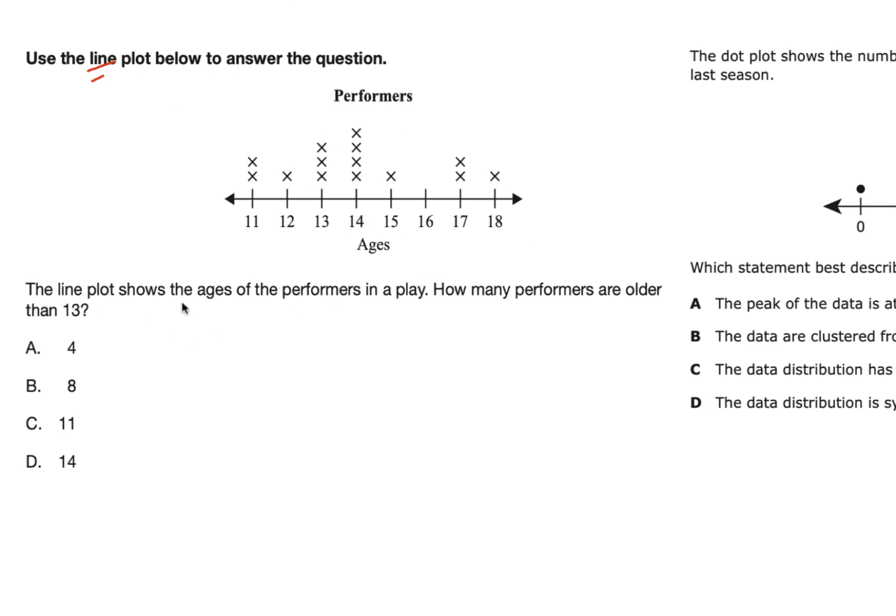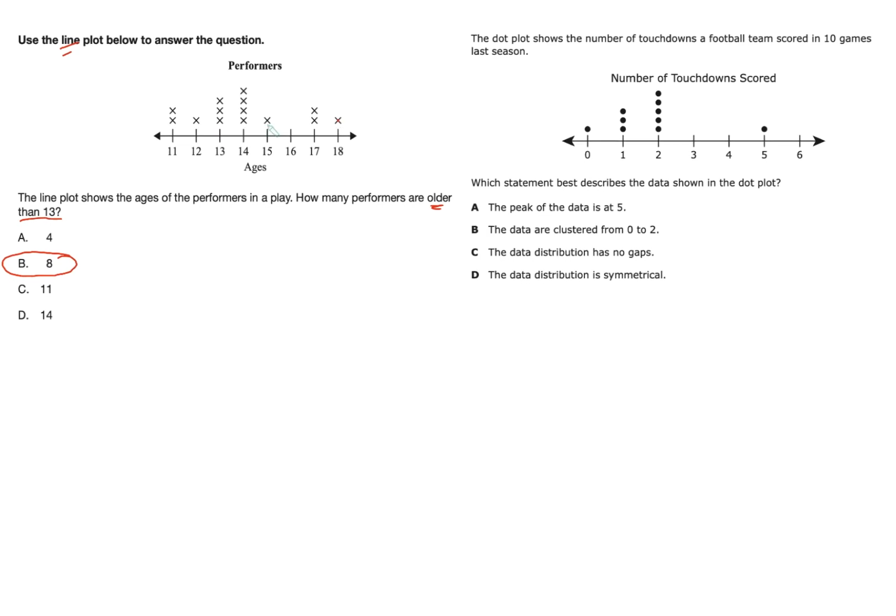The line plot shows the ages of the performers in a play. How many performers are older than 13? So we want the performers that are older than 13, which means they are 14 and above. And how many are there? So you have 1, 2, 3, 4, 5, 6, 7, 8. So your answer is 8. So you have 8 performers that are older than 13.